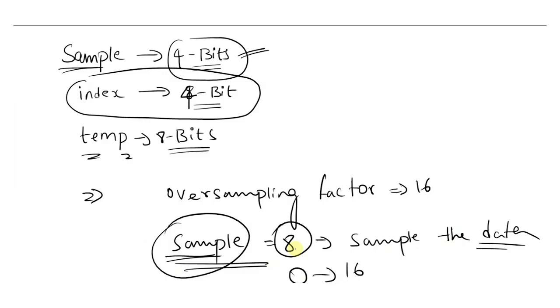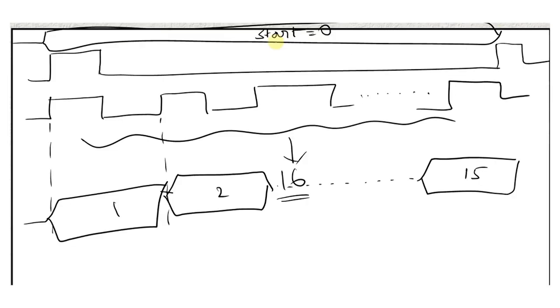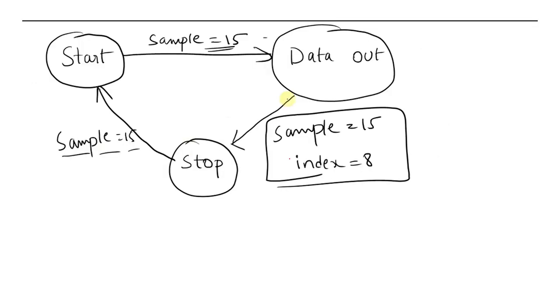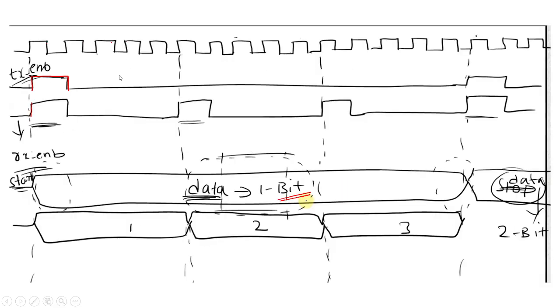So that means there is oversampling. Oversampling is how much? 16. So that is from 0 to 16. When it is going from the start bit, receive should be 0 and sample is not equal to 0. And next, like this, it goes from 1 up to 15. After 15, the sample becomes 16. So index becomes 8, and it will come to stop. Again the sample becomes 15, and again it will come to the start. So for this I need to write the code. So you have a timing diagram for receiving bits.